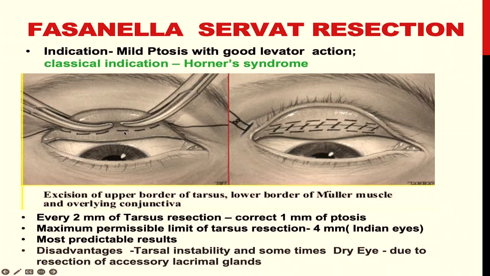Primarily, the result comes from excision of the tarsus plate, and every 2 millimeters of tarsus plate excision will give rise to 1 millimeter of ptosis correction. So it is most predictable that way. The only disadvantage is that you cannot resect more than 4 mm of tarsus plate, because you need to leave at least an equal amount of tarsus, that is 4 millimeters or so in the upper lid, for tarsal stability and lid stability. And this also constitutes a disadvantage, because in some cases you can have tarsal instability or entropion after some time, and in a few cases dry eye.